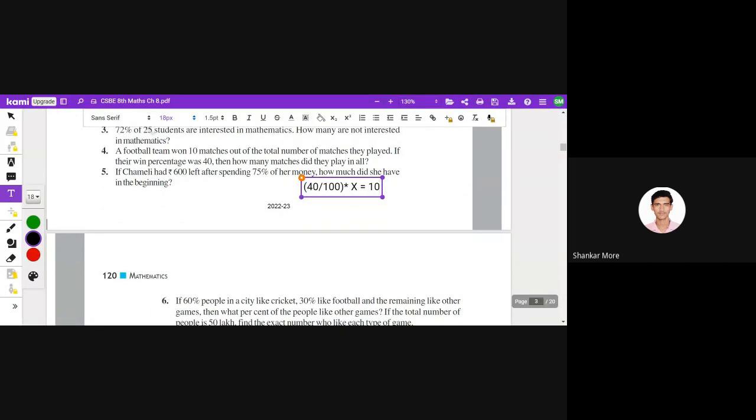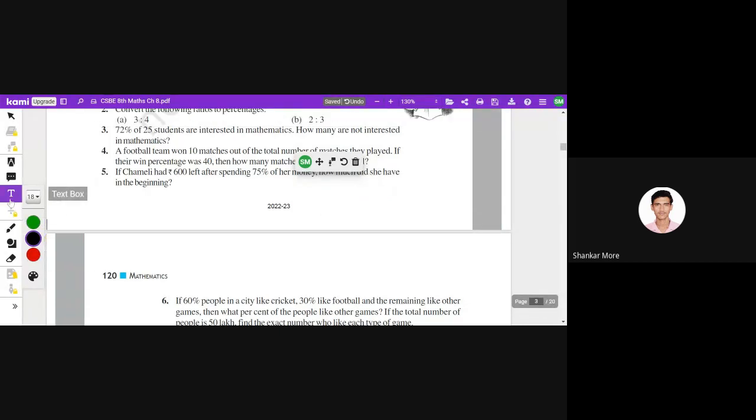Okay, so if Chameli had 600 left after spending 75 percentage of her money, then how much should she have had in the beginning? So it is pretty straightforward question, right? So Chameli has 600 rupees and she has already spent 75% money. So how much percent is the money that is left? That is 25%, right? जो 600 rupees है, 25% of X amount is 600 rupees.